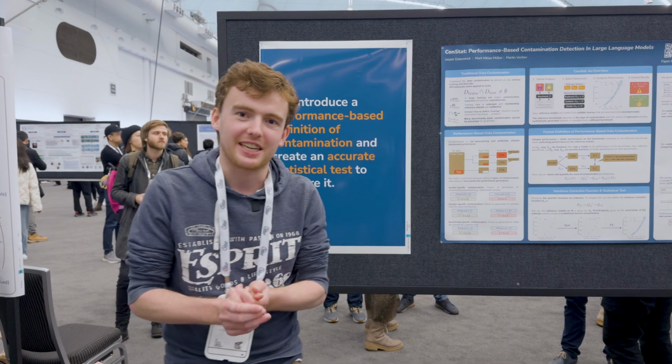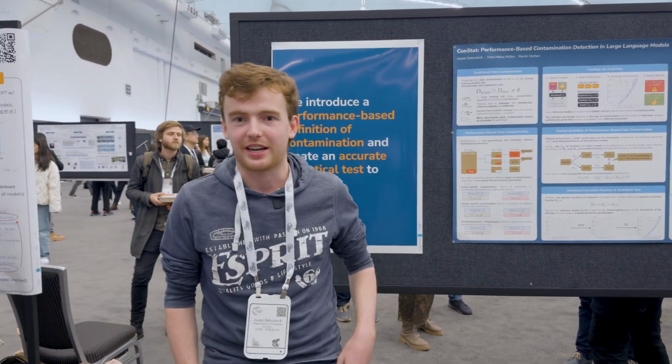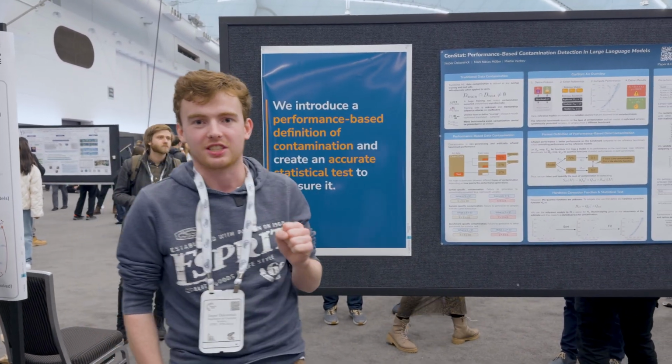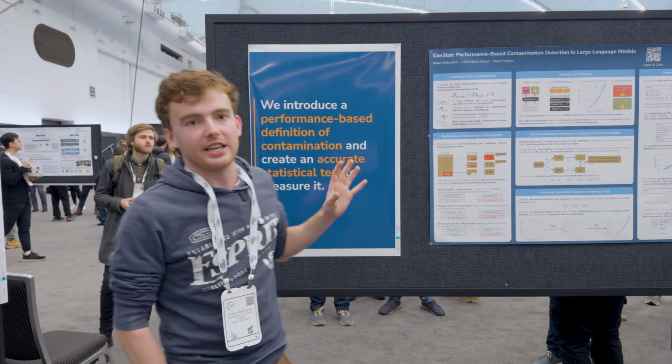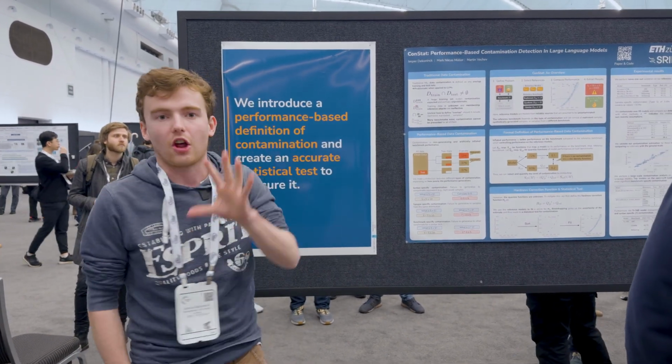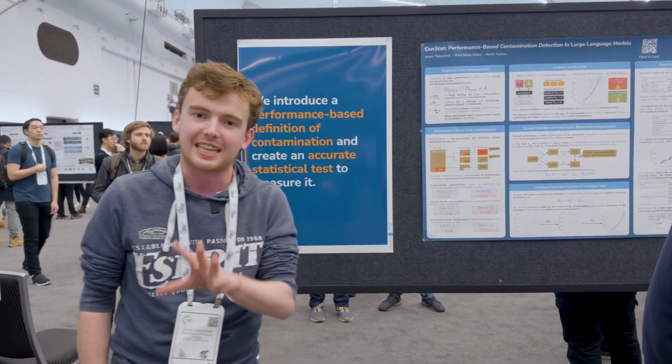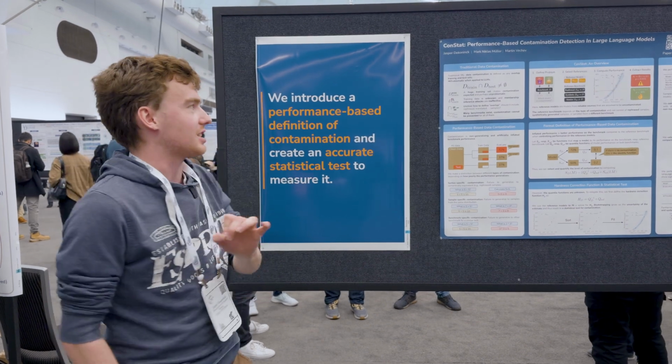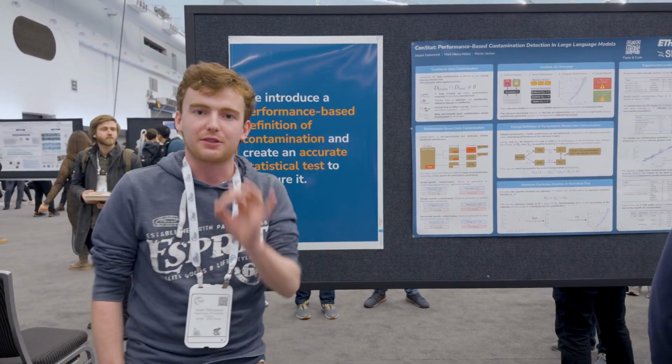So I'm Jasper from ETH, part of the SRI lab, and I created a work on contamination detection in large language models. Now, normally contamination is defined as a non-empty overlap between the training and the test set, but this actually doesn't work for large language models, and the reason why is very simple.